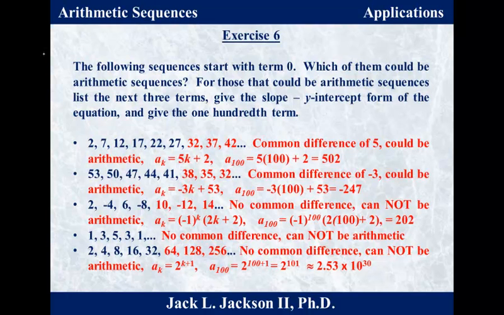So we can figure out the 100th term. The 100th term being an even term will be positive. And 2 times 100 plus 2 is 202. So that one is 202, positive.